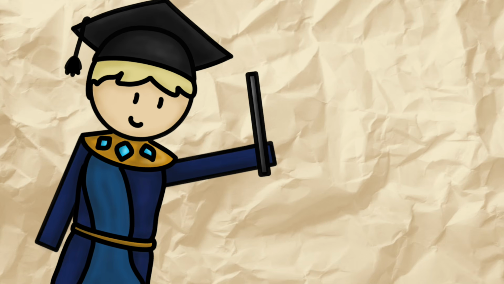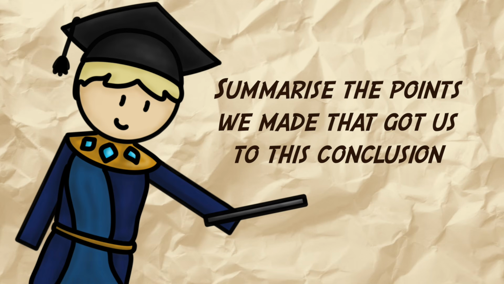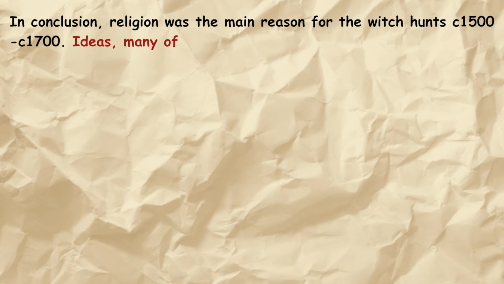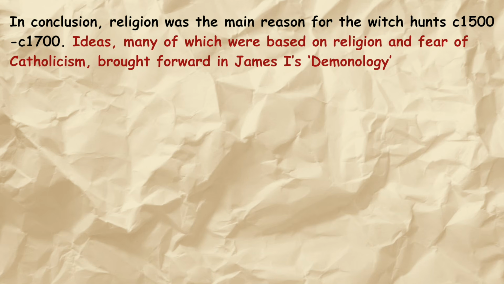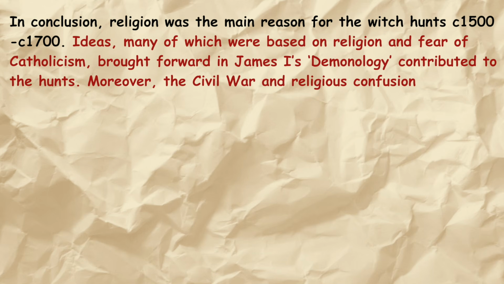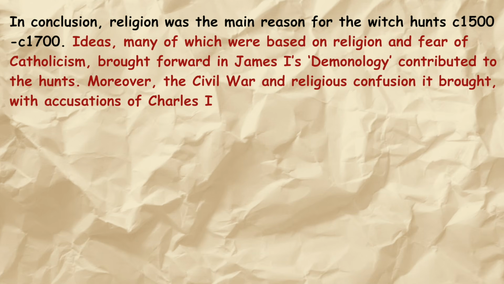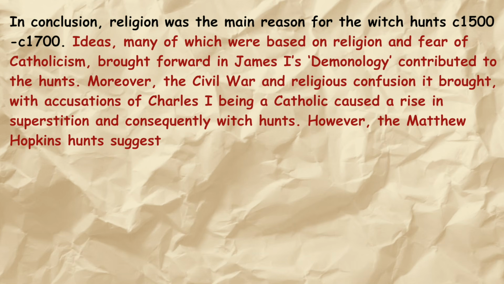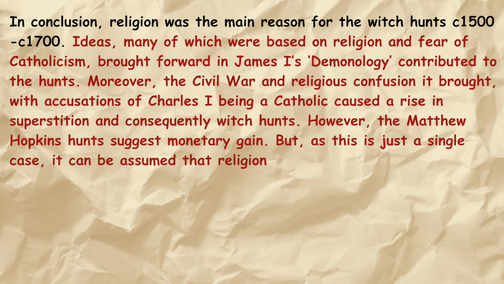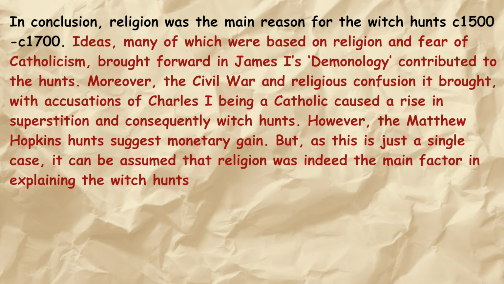Then we need to briefly summarise the points we made that got us to that conclusion. Ideas, many of which were based on religion and fear of Catholicism, brought forward in James I's Demonology, contributed to the witch hunts. Moreover, the Civil War and religious confusion it brought, with accusations of Charles I being a Catholic, caused a rise in superstition and consequently witch hunts. However, the Matthew Hopkins hunts suggest monetary gain, for as this is just a single case, it can be assumed that religion was indeed the main factor in explaining the witch hunts of circa 1500 to circa 1700.